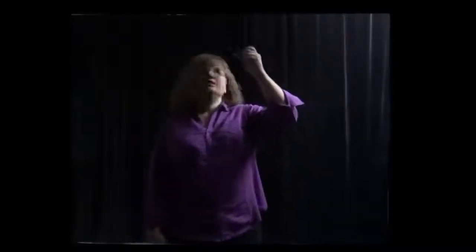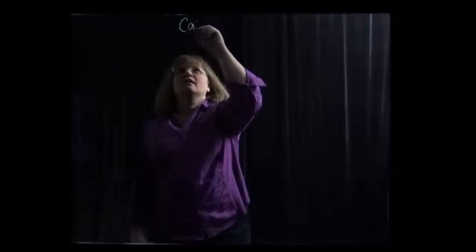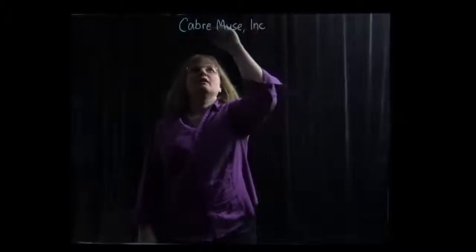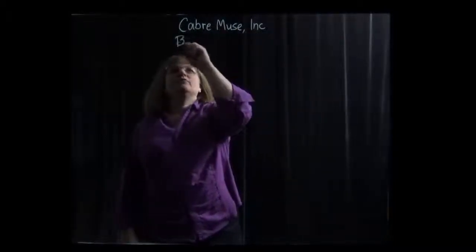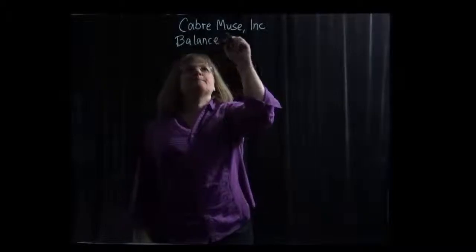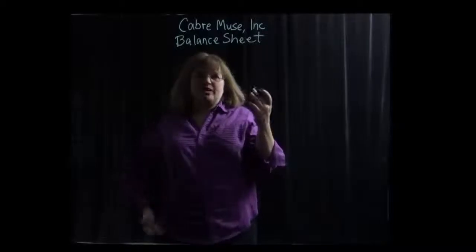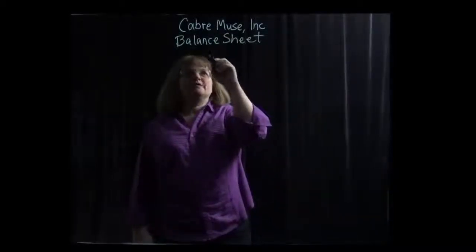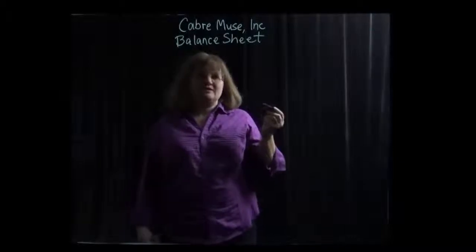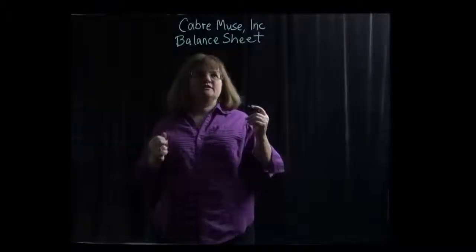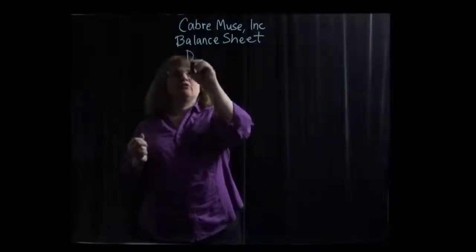You should start by making the heading of your statement. And so we're going to start with the company name, which in this case is Cabaret Muse Inc. And then we write the words balance sheet. And then we write the date at which that snapshot was taken of the company's operations, because a balance sheet is at a point in time. It doesn't cover a time period. There's no beginning and ending. It's just at a point in time. And in this case, it's at December 31st.